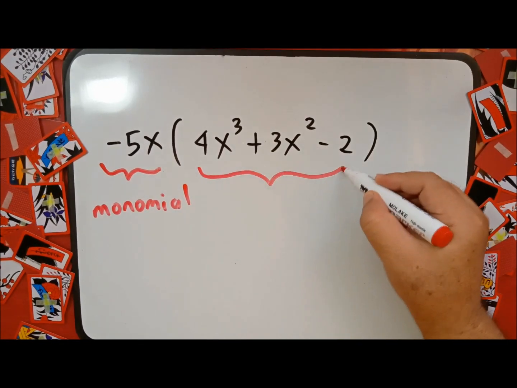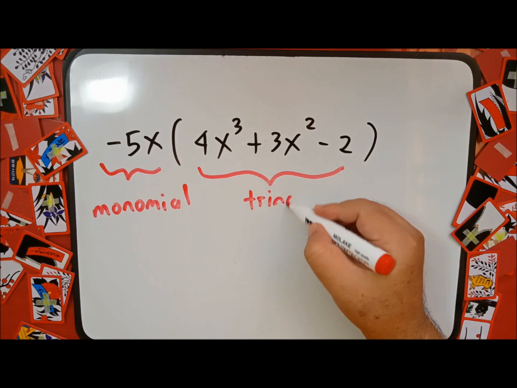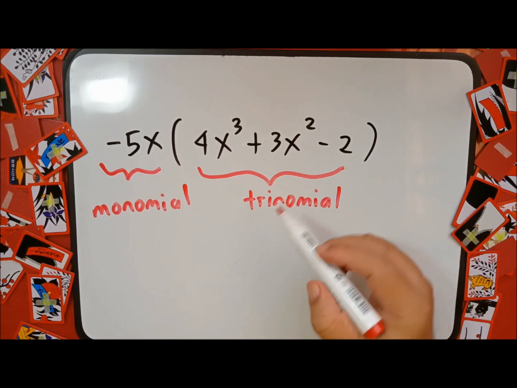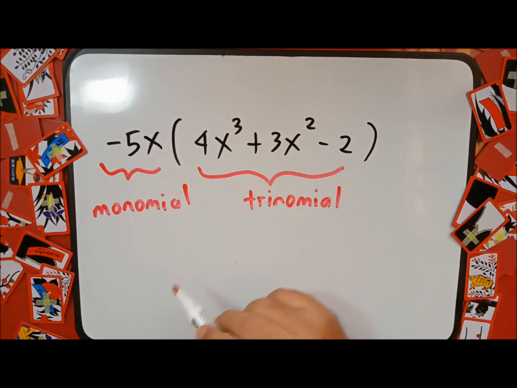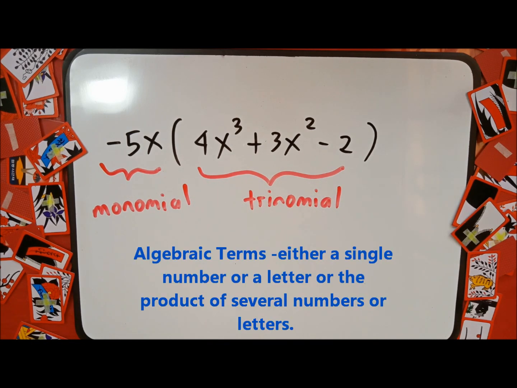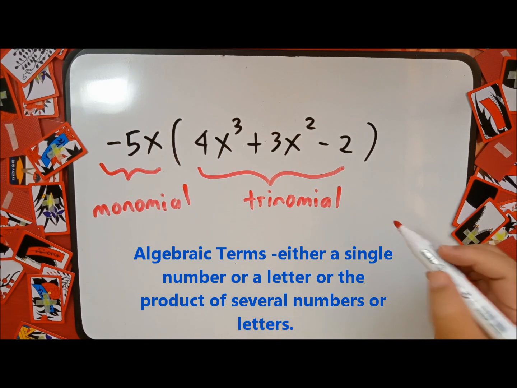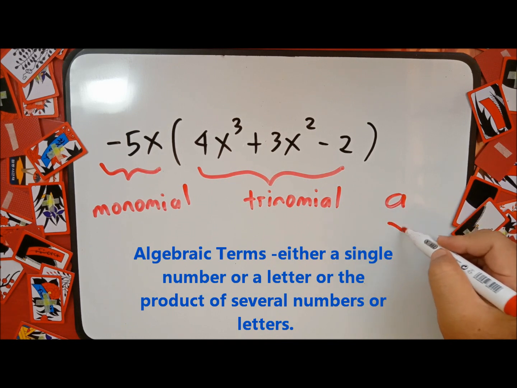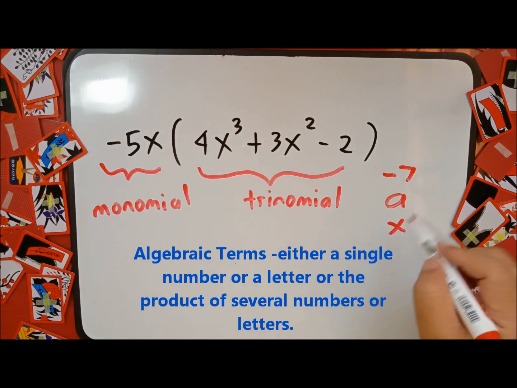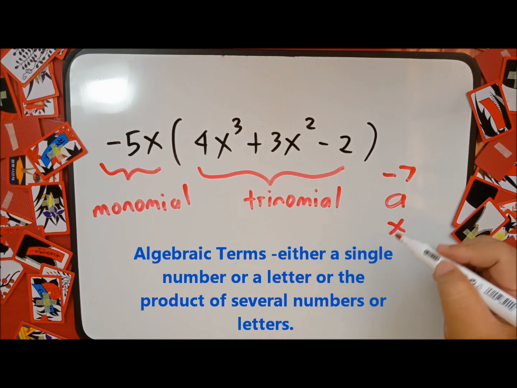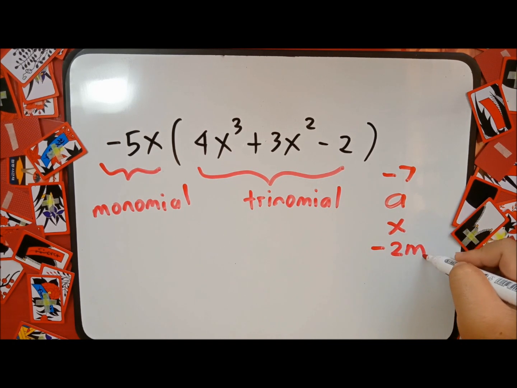And what do you call this expression? Trinomial, because it has 3 algebraic terms. What do you mean by algebraic terms? An algebraic term is either a single number or a letter or the product of several numbers or letters. So it could be a, it could be x, it could be negative 7, it could be negative 2m. So these are algebraic terms.